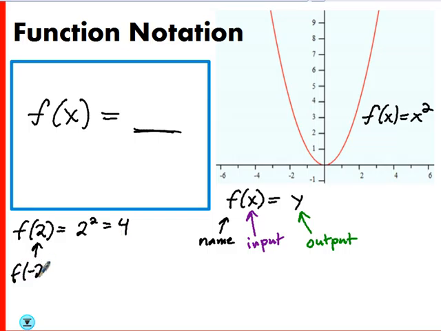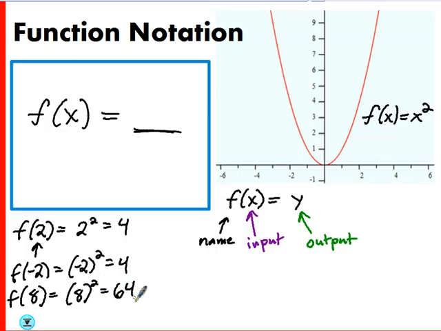Look at f of negative 2. That means we're going to take negative 2 as the input, square that, and get 4. Then we're going to put in, let's try 8. Okay, if we put in 8, so you have 8 squared. That's going to be 64. So notice I know what to do for this function based on what the rule is. And my rule that I've set out before, f of x equals x squared.